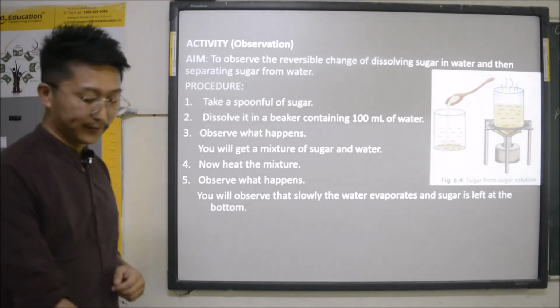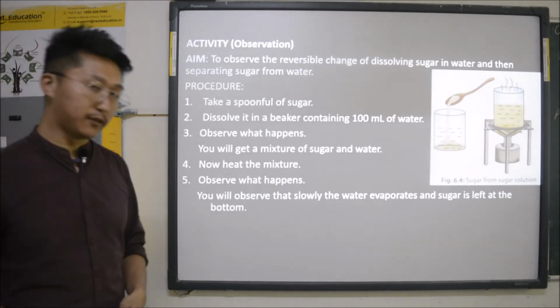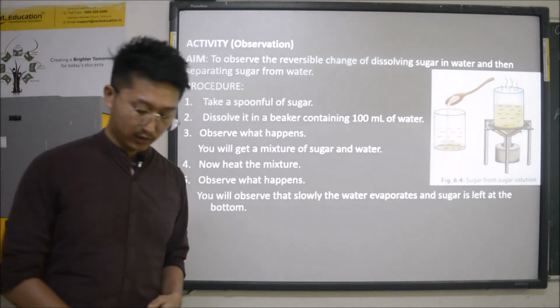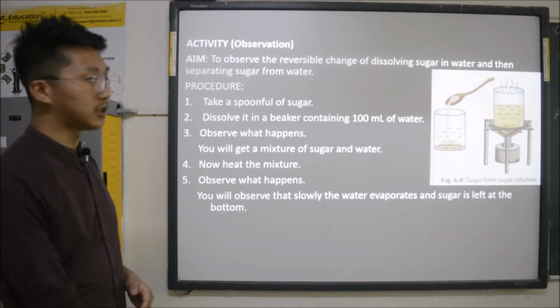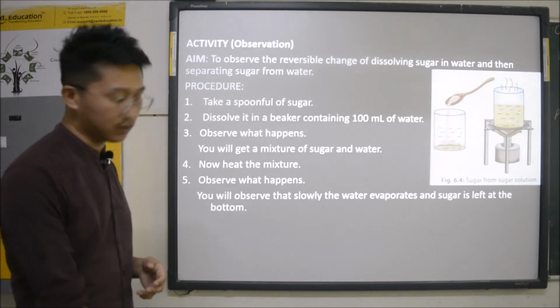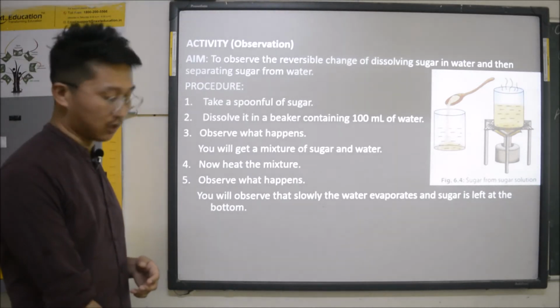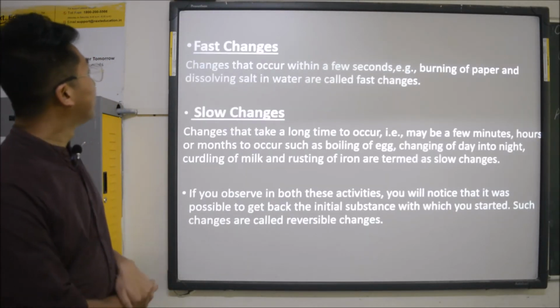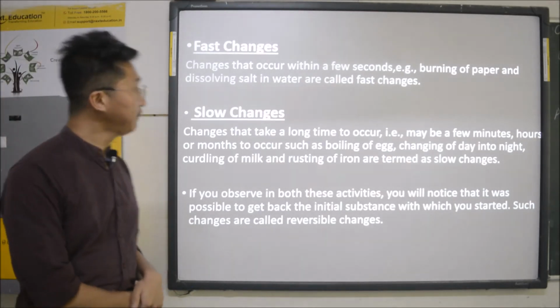So with the help of these two activities we can understand the reversible change. We can get back the initial substance or initial thing.